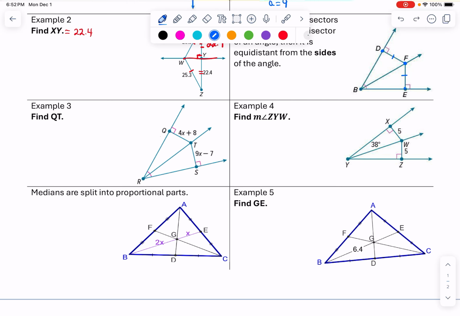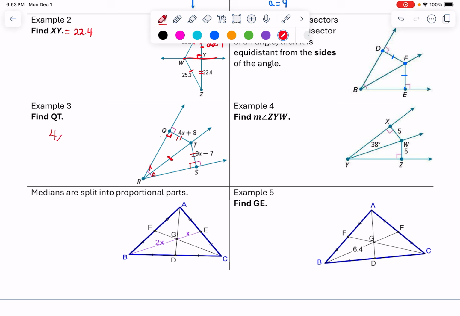So in example 3, we're asked to find the distance between Q and T. We notice that we have an angle that's been bisected, and the shortest distance between a point and a line is the perpendicular distance. So we have a right angle, we have another angle, and we have our shared side. AT is congruent to itself by reflexive, and so by angle, angle, side, these two triangles are congruent to each other. So corresponding parts of congruent triangles tell us that QT and TS have to be the same.